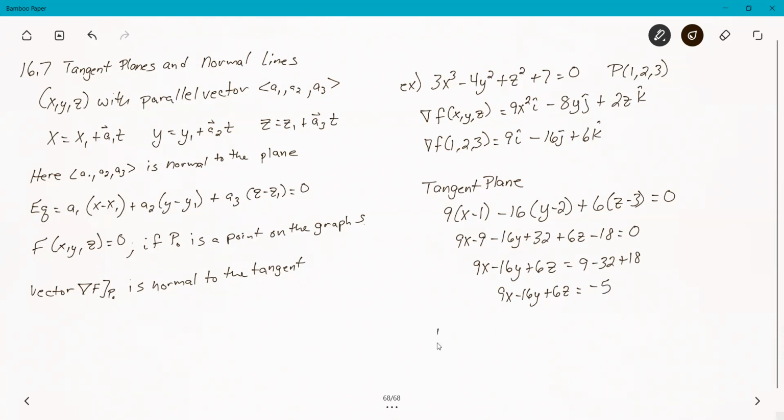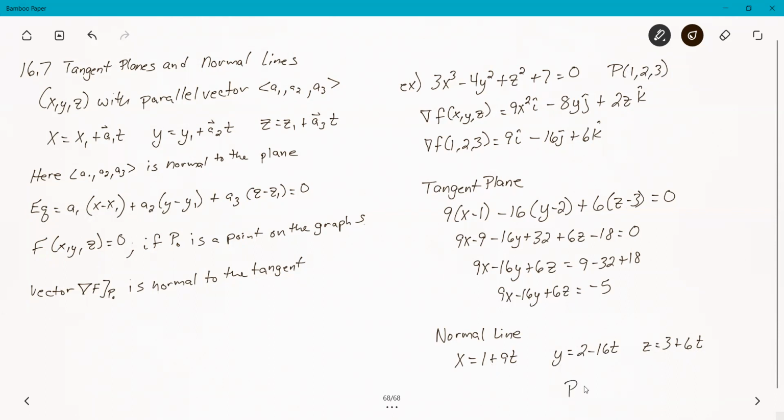Okay, so now my normal line is given by x equals 1 plus 9t. My y is equal to 2 minus 16t, and my z is equal to 3 plus 6t. Now, here's the way to think about this. Your x is 1, your y is 2, your z is 3, so 1, 2, 3. And then we have a positive 9, a negative 16, and a positive 6, so positive 9, negative 16, positive 6 for my x, my y, and my z.